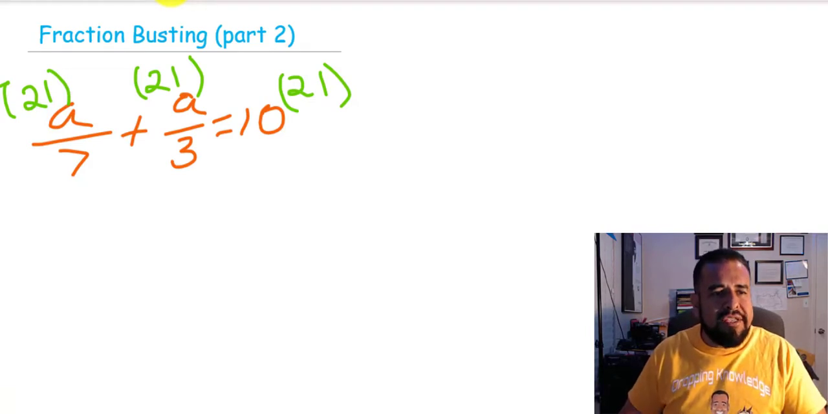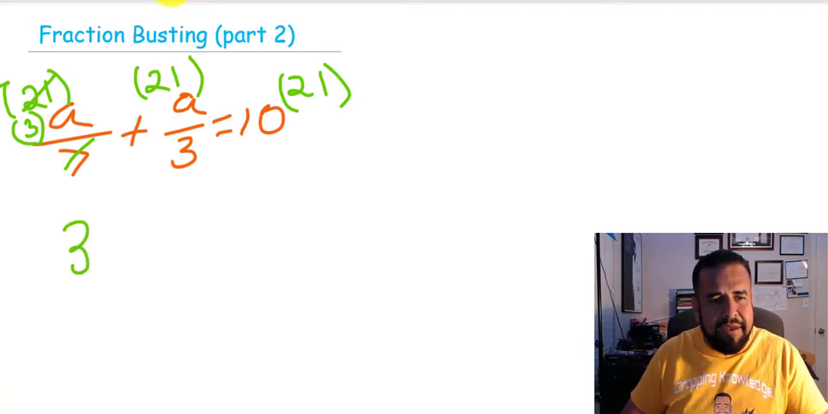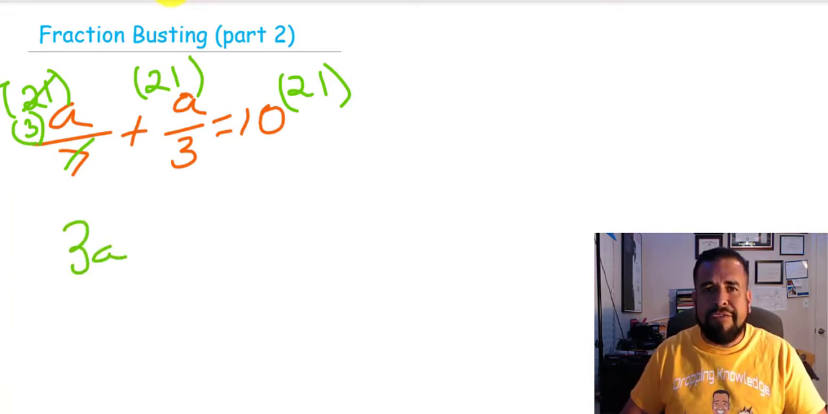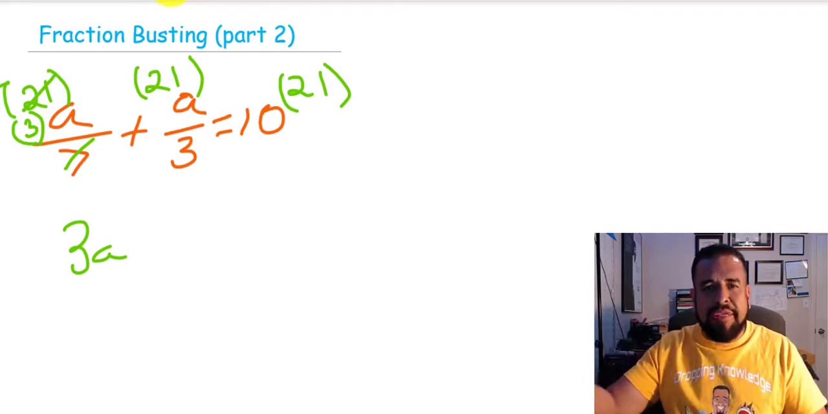All right? So let's do it. 21 divided by 7 is 3. Since it leaves 3, now I multiply that times the numerator. 3 times a, simply 3a. Got rid of the fraction. That is the sole purpose of fraction busting, to get rid of the fractions.